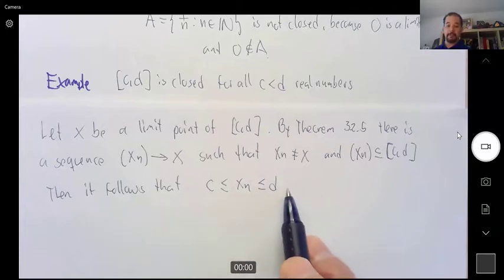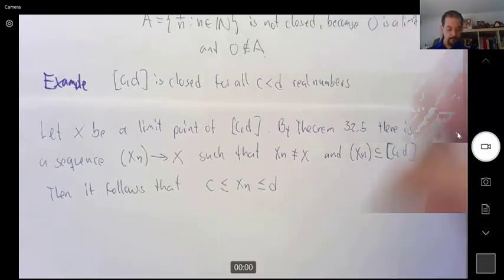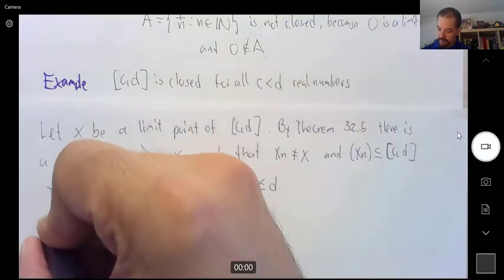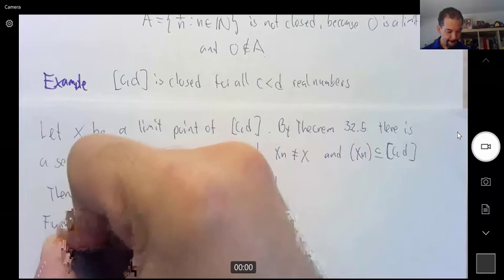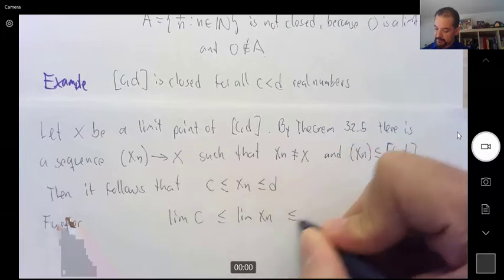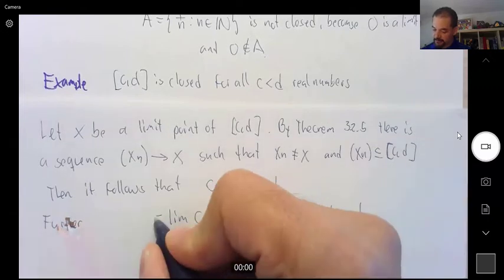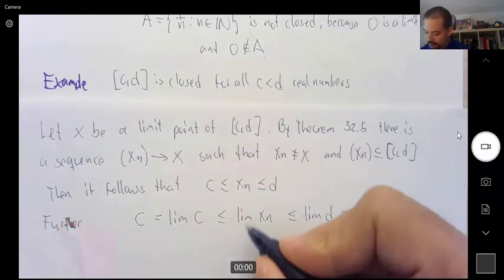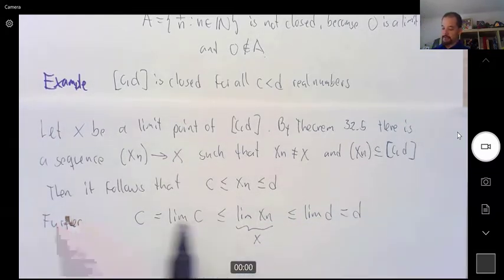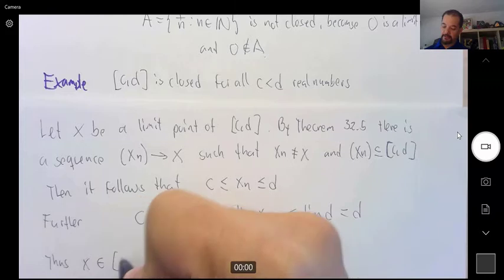But then I can apply limits and, what is it? Squeeze theorem, right? So further, the limit of C would be less than or equal to the limit of xn, which would be less than or equal to the limit of D. But this is just C. This is a constant sequence, and this is all just D. And this one is x. So what did we just find out? We found out that x is between C and D. So that means that x belongs to the interval CD.